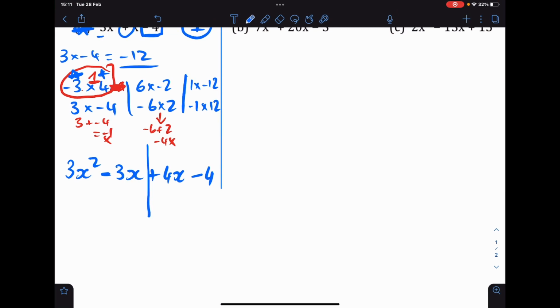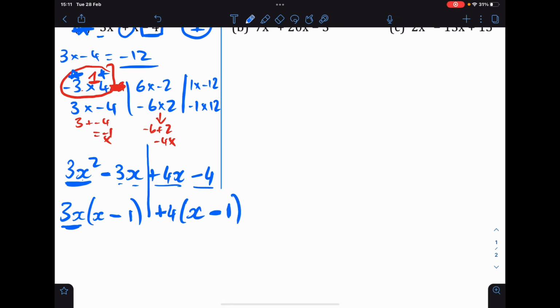Factorize the left side into single brackets. So what's common? What can I divide 3 and 3 by? 3. I've got 2 x's here, I've got 1 x here, so I can take out 1 x. Now what do I multiply 3x by to get 3x squared? That's x. What do I multiply 3x by to get minus 3x? That's minus 1. Next one. What can I take out? I have 4x and minus 4, so I can take out positive 4. What do I multiply positive 4 by to get 4x? That's x. What do I multiply positive 4 by to get negative 4? That would be minus 1.